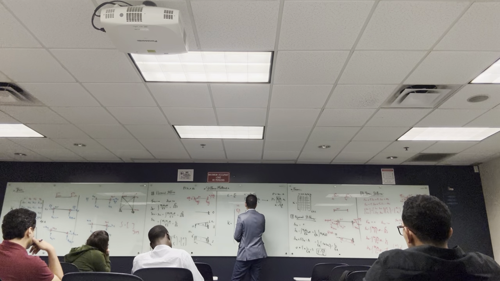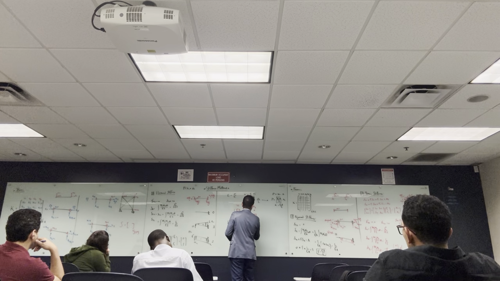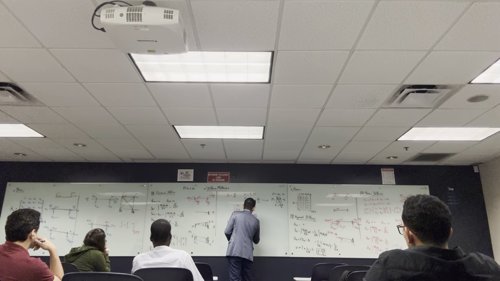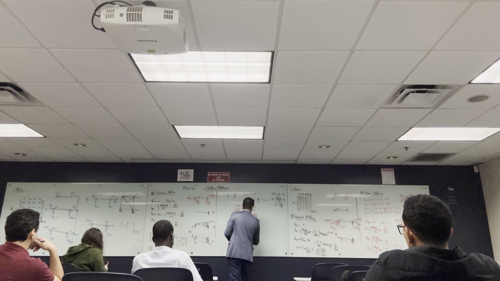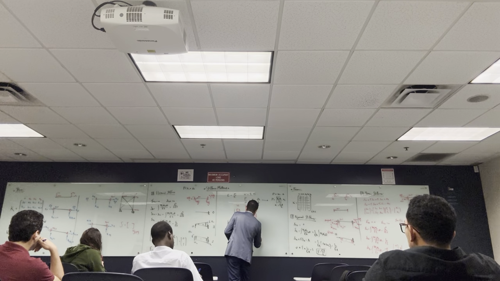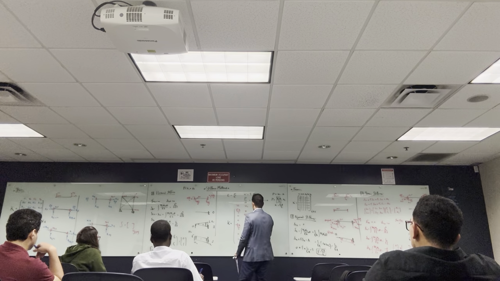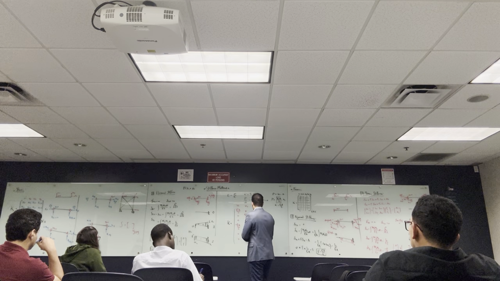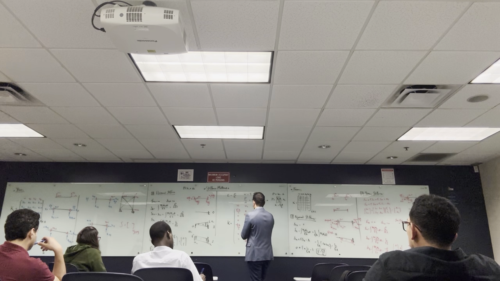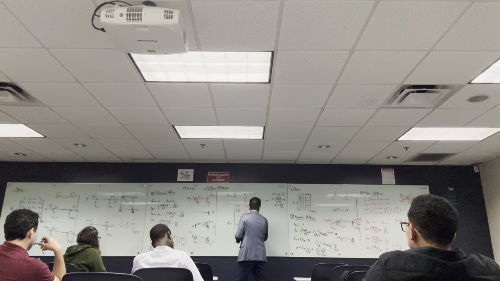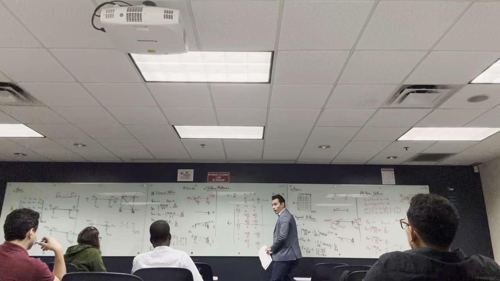0, and then 6EI over L squared, 4EI over L, and then 0. And then on the other side, negative 6EI over L squared, and then 2EI over L. Right now, I'm done with half of the matrix. This is half of the matrix, and I want to find the other half.